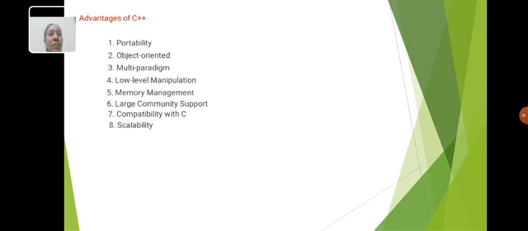Advantages of C++: portability, object-oriented, multi-paradigm, low-level manipulation, memory management, large community support, compatibility with C, scalability.